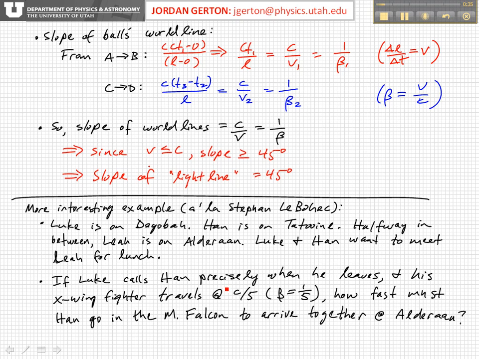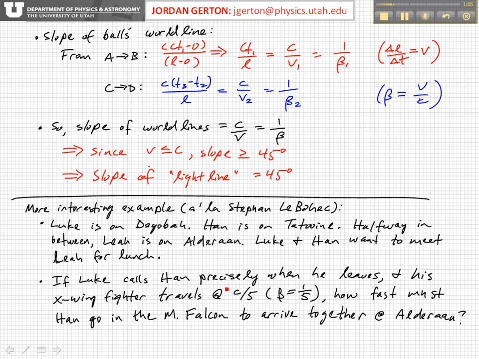They like to meet on Alderaan, halfway in between, at a particular time of day, and they like to get there at exactly the same time. So if Luke calls Han precisely when he's leaving Dagobah, and his X-wing fighter travels at a maximum speed of c over 5, 1/5 the speed of light.